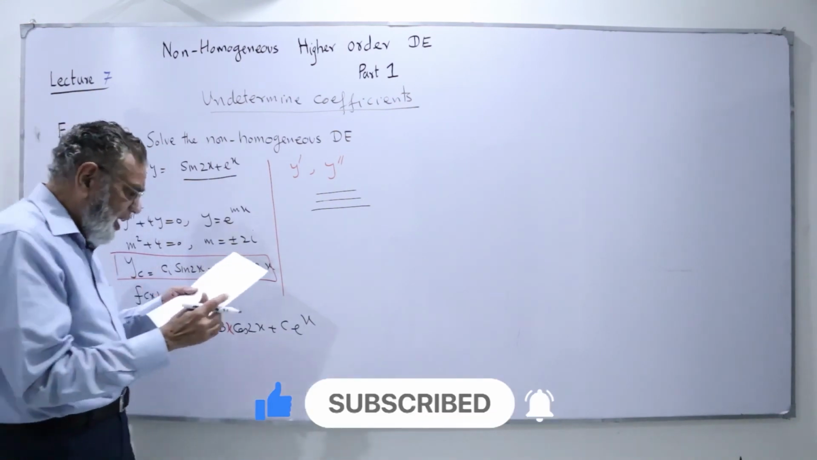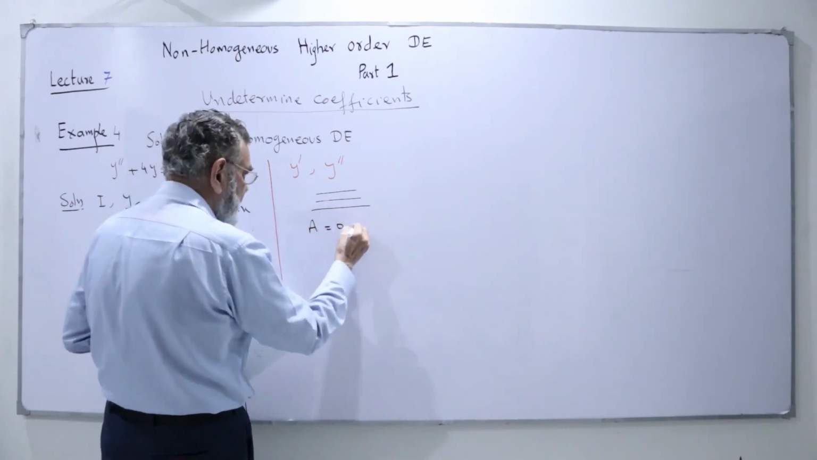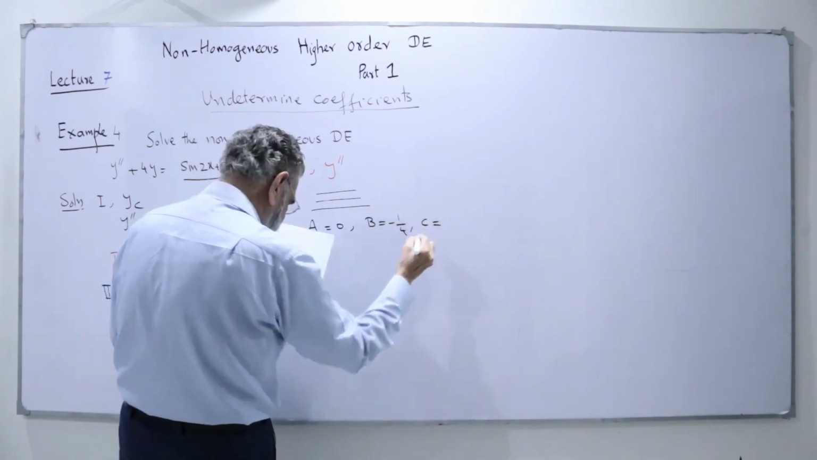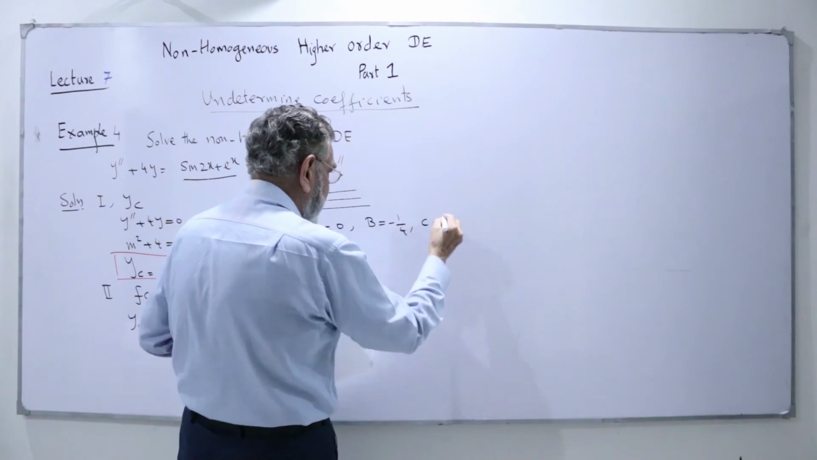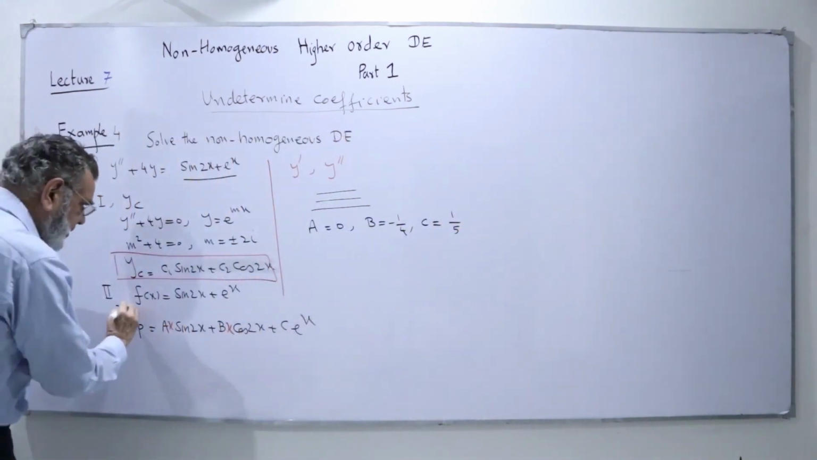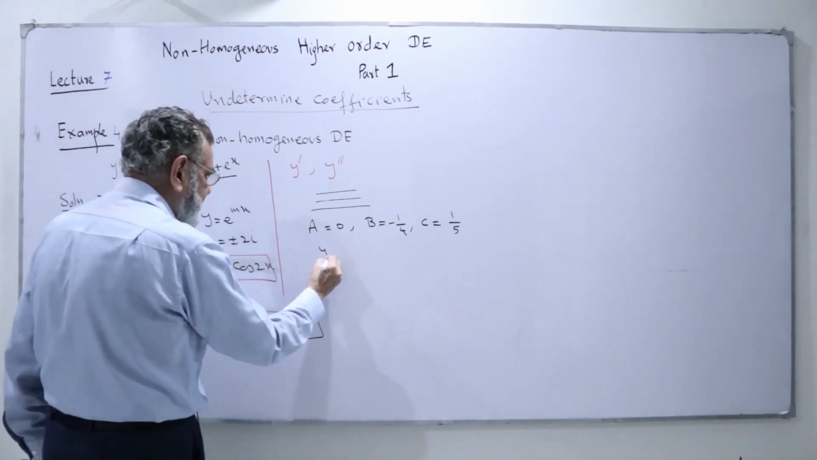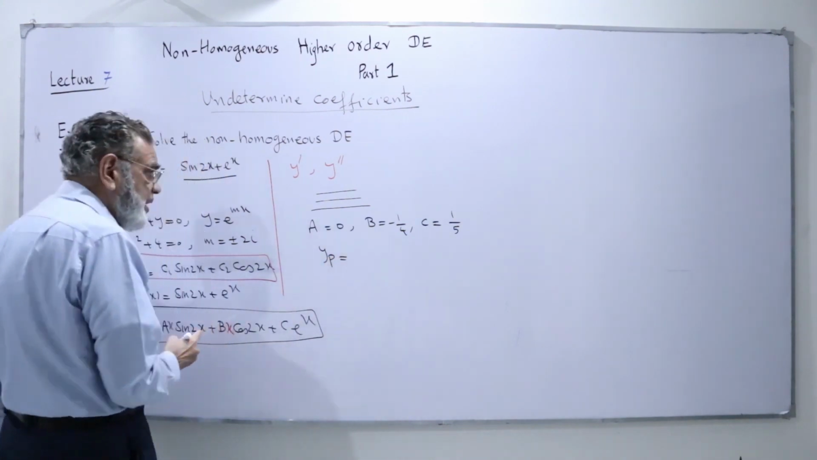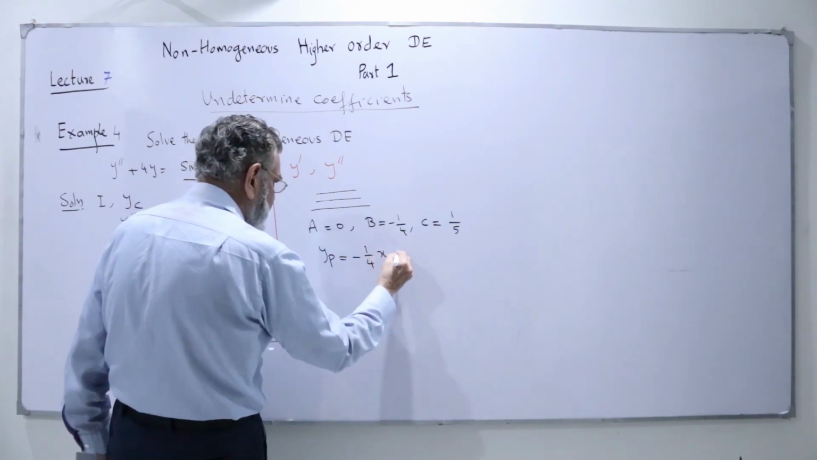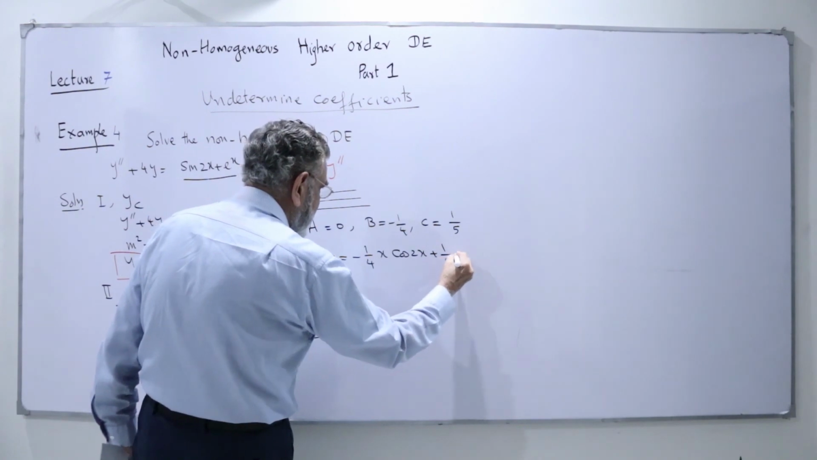So here we get the value of a. After solving it, we get the value of a equal to 0, the value of b is equal to minus 1 by 4, and the value of c is equal to 1 by 5. So I get the values of b and c. I substitute in yp the values of a, b, and c. I get yp is equal to, a is 0, b is minus 1 by 4, so we have minus 1 by 4 x cosine 2x, and plus 1 by 5 e to power x.